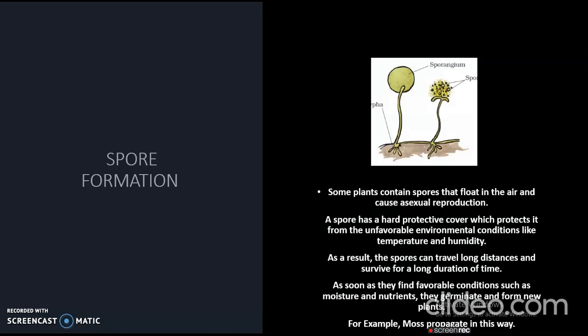This is really important. They can differentiate where conditions are favorable and unfavorable. As soon as they find favorable conditions, they germinate and form many new plants. For example, moss propagates in this way.